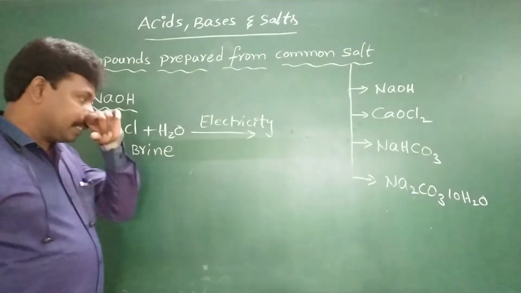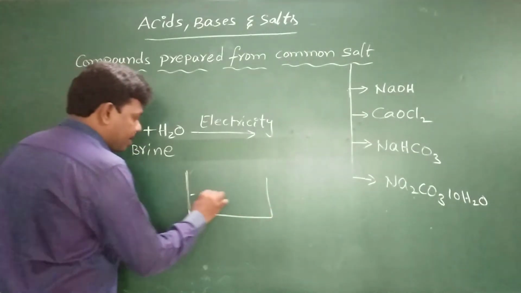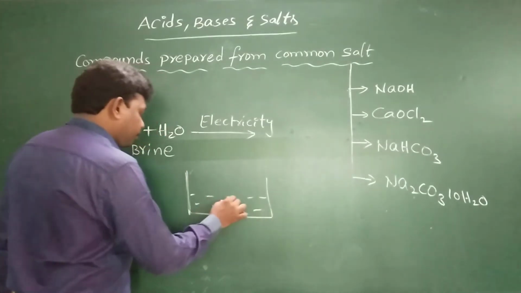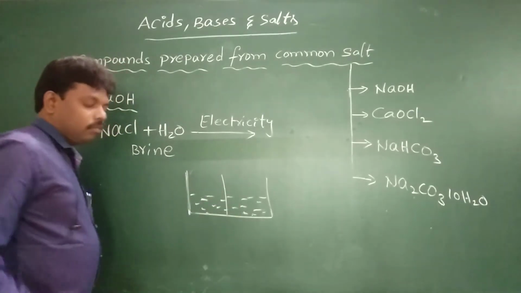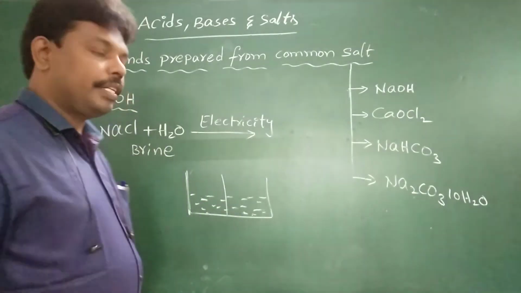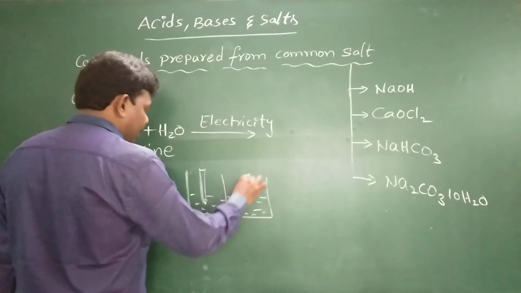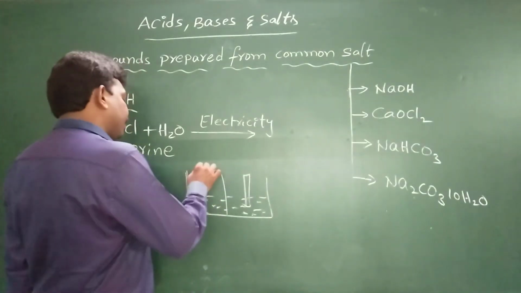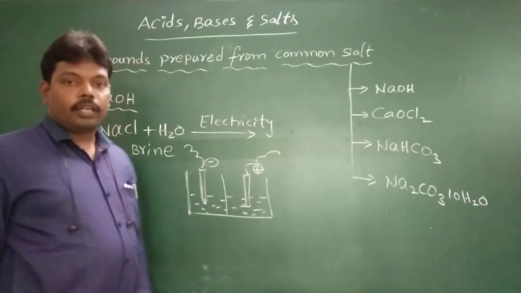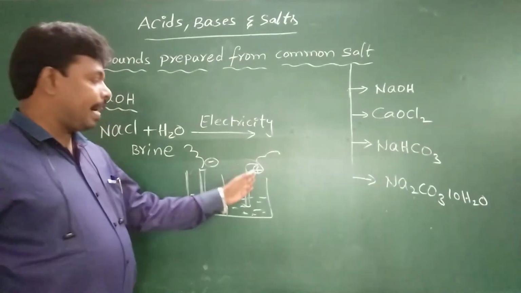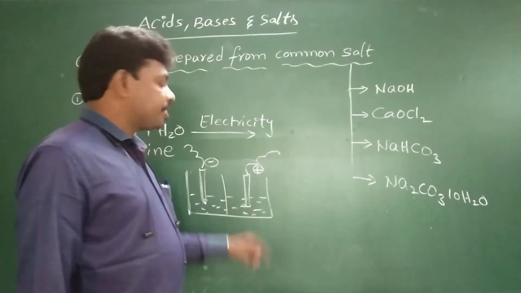Simply, I am taking one diagram here. For example, this is a tub. I am taking sodium chloride or brine solution here. In the middle I arranged one semi-permeable membrane. Here, this is, for example, one electrode. This is another electrode. This is the anode, and this is the cathode. Sorry, the negative electrode is always called the cathode, and the positive electrode is called the anode.